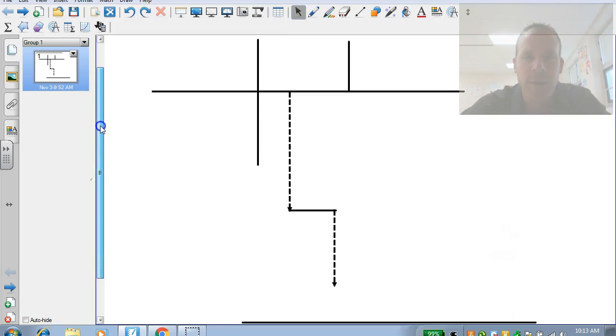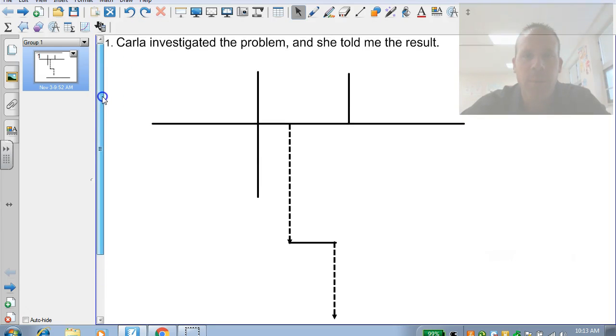Okay, and if I move down here a little bit, you can kind of see how I'm putting this in with your subject, verb. This is going to have a direct object, and so on. So what we want to do first is identify just the first independent clause. Carla investigated the problem. And so we start with our subject. Carla is our subject. I'm going to put the subjects in red just to kind of color coordinate a little bit. And what did Carla do?